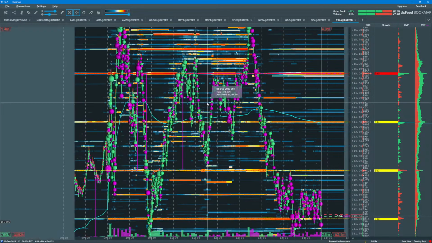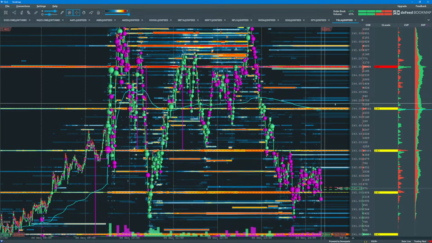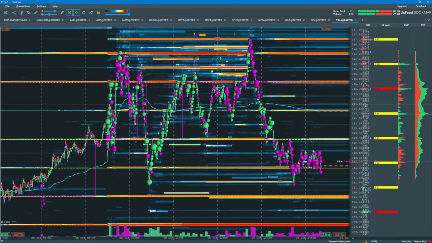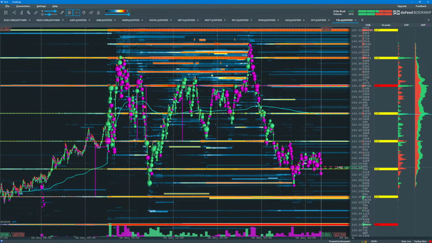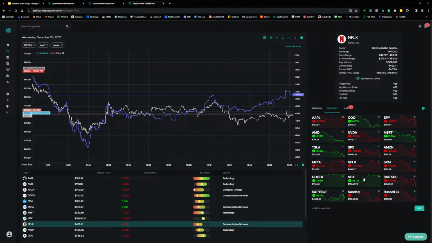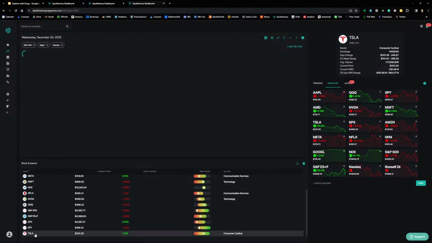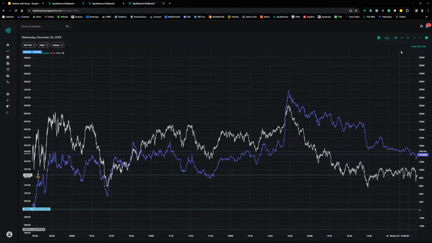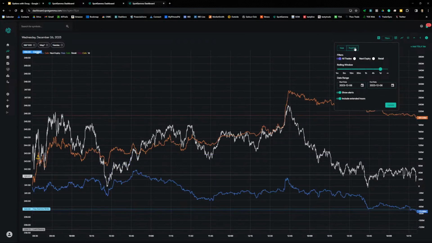Pretty choppy day in here in Tesla. This morning, traders were taking bullish positions in Tesla. Let's take a look at Hero, see what options traders have been doing. So traders were buying calls up until about 12:45, shown by the rising orange line.